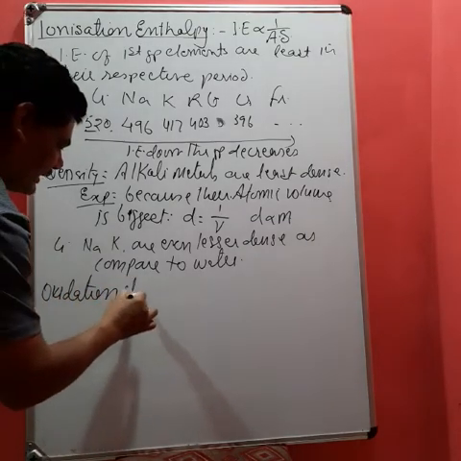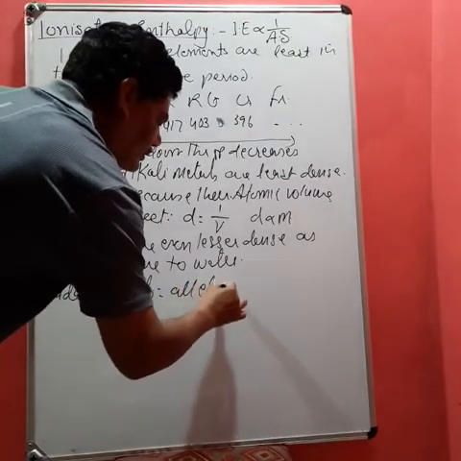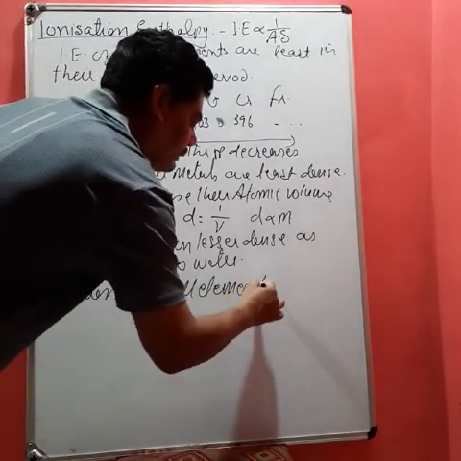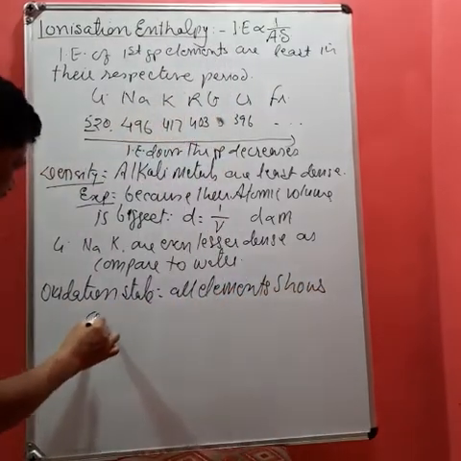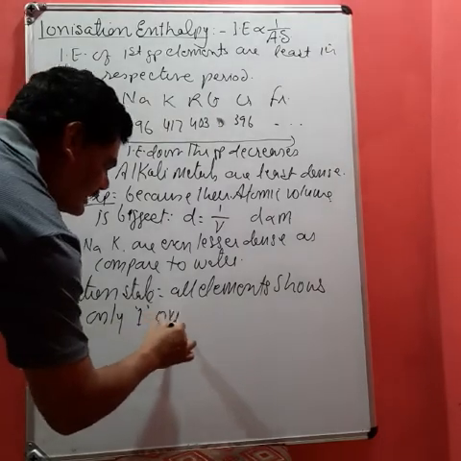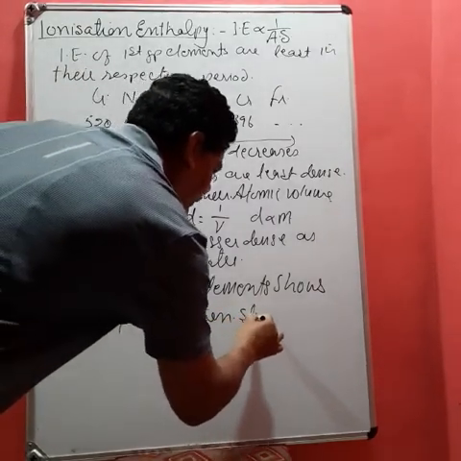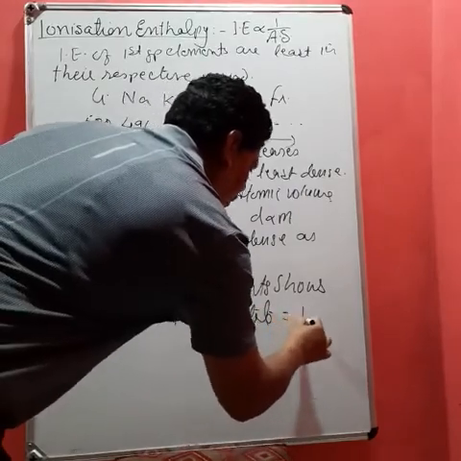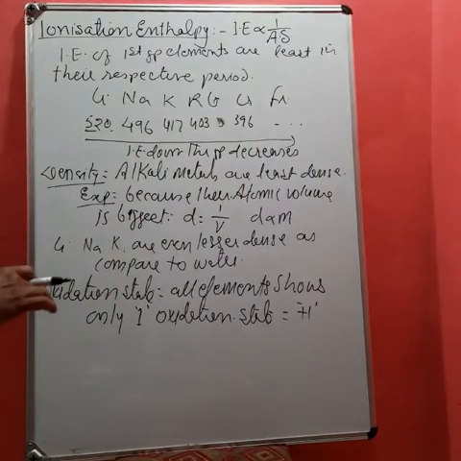Now, the next property is oxidation state. All elements show only one oxidation state, which is what? +1. That is, there is no other oxidation state shown by alkali metals.